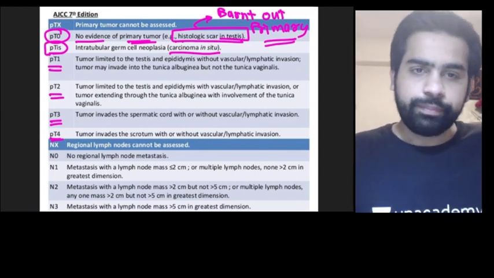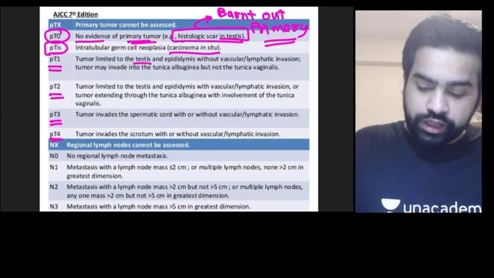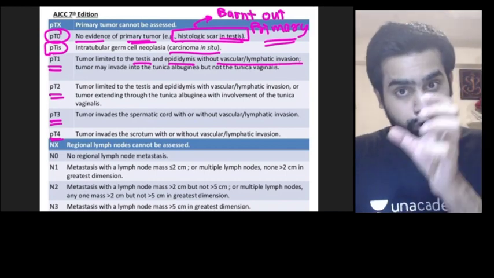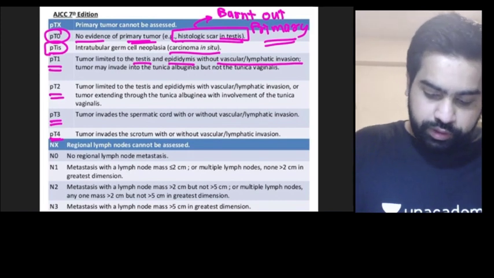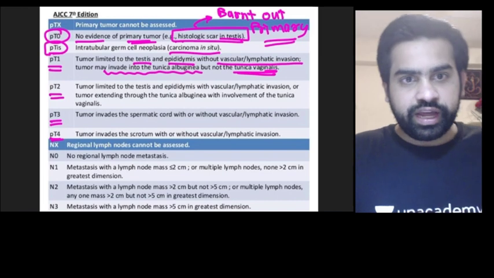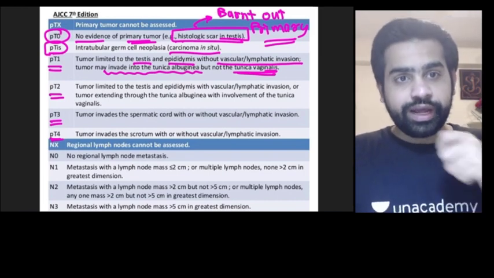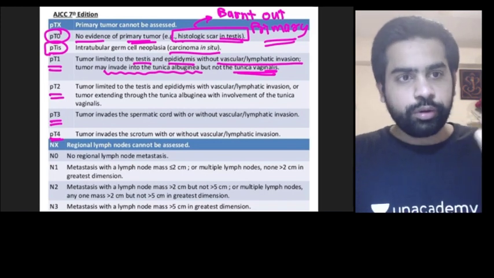So what is a PT1? Here you have a testicular tumor which is confined to the testes and the epididymis without any vascular or lymphatic invasion. So it is a tumor which is confined to the testes and the epididymis without any vascular invasion. Okay, it may invade the tunica albuginea, but the tunica vaginalis is not involved. Okay, so tunica albuginea may be invaded, but the tunica vaginalis is not invaded. Okay, so this is about PT1.